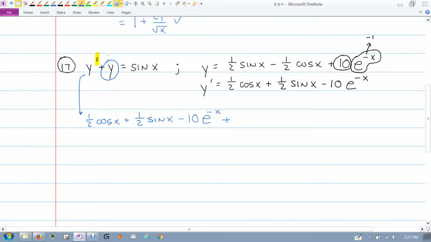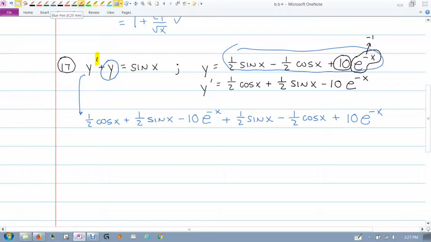That's y prime. Now I'm going to do y. Y is this right here. So I've got 1/2 sine x minus 1/2 cosine x plus 10 e to the negative x. And what I want to know is whether or not that equals sine x.